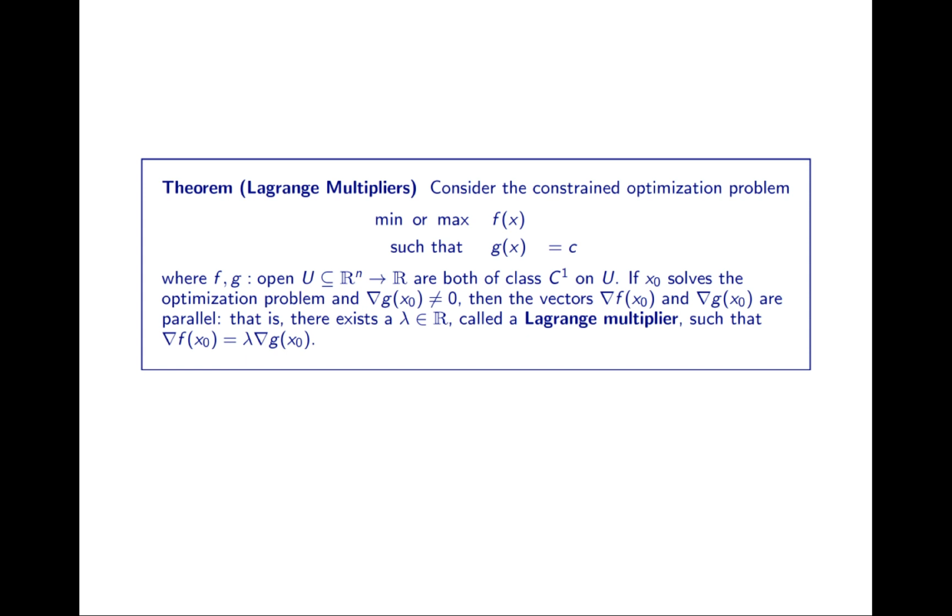Well, the Lagrange Multiplier Theorem says that if x naught solves the optimization problem, and the gradient of my constraint at x naught is non-zero, then the gradient of f at x naught and the gradient of g at x naught are parallel. In other words, there's some constant lambda for which the gradient of f at x naught is equal to lambda times the gradient of g at x naught. In other words, one is just a scaling of the other.